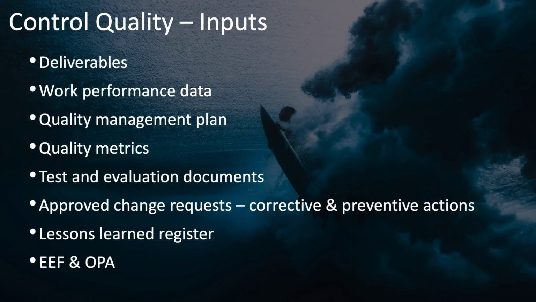Inputs include the deliverables that you'll be checking, as well as work performance data about those deliverables. You'll need to follow the rules in the quality management plan and use the metrics and test evaluation documents that you're given. There may also be some approved change requests that include corrective and preventive actions. And then there's the lessons learned and enterprise environmental factors and organizational process assets.